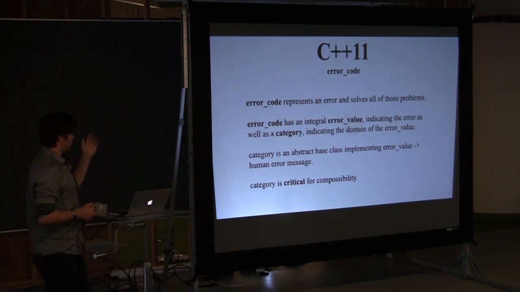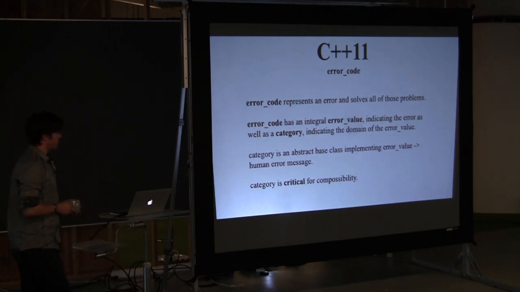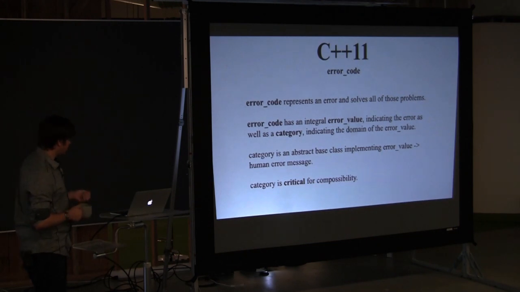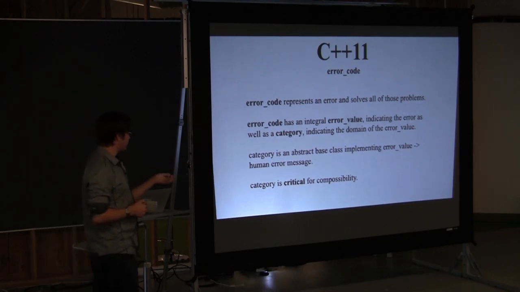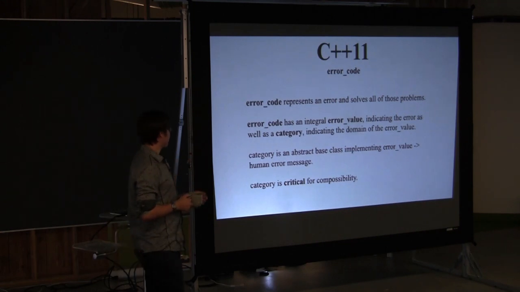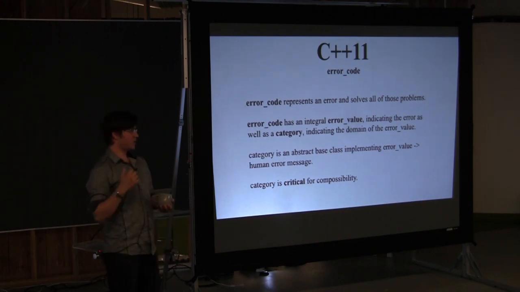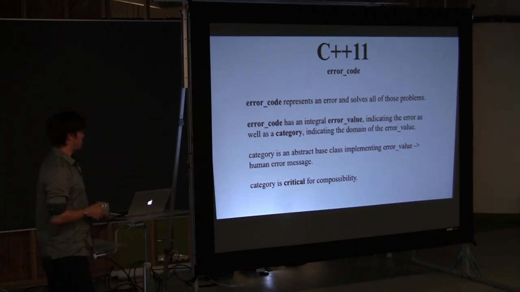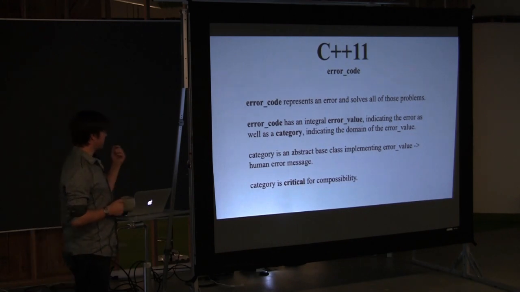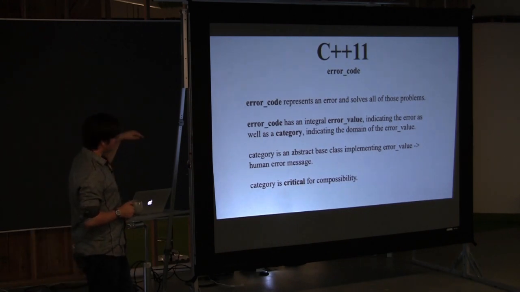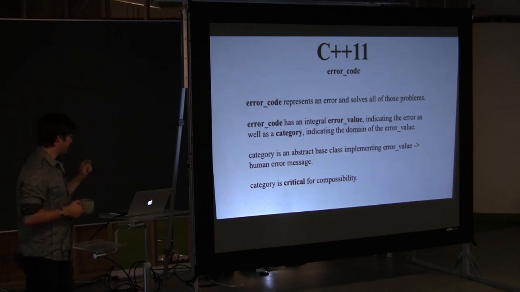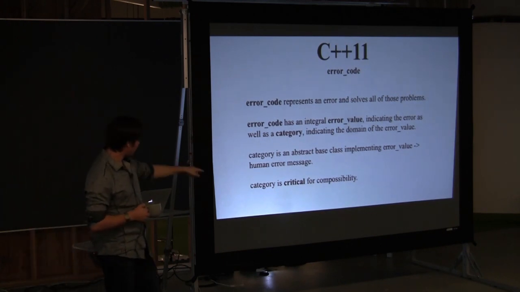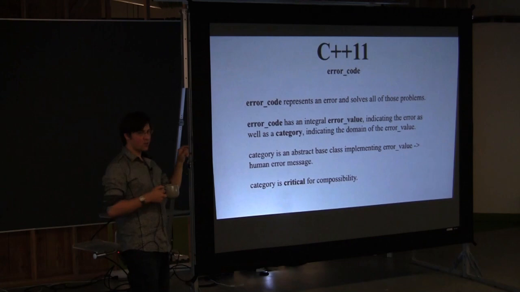It represents an error, and it attempts to solve, and I think it essentially solves all these problems. It has an integer error value indicating which error it is, but it also has the category, which indicates what domain this value belongs to. The category is an abstract base class which does the error value to human readable message translation. And I would like to highlight that this is critical for composability.